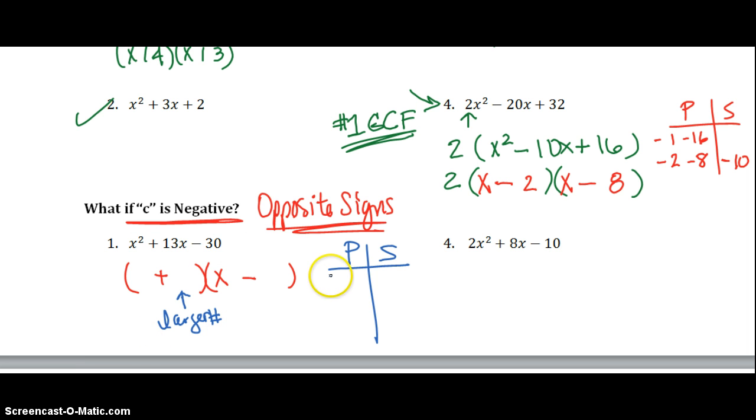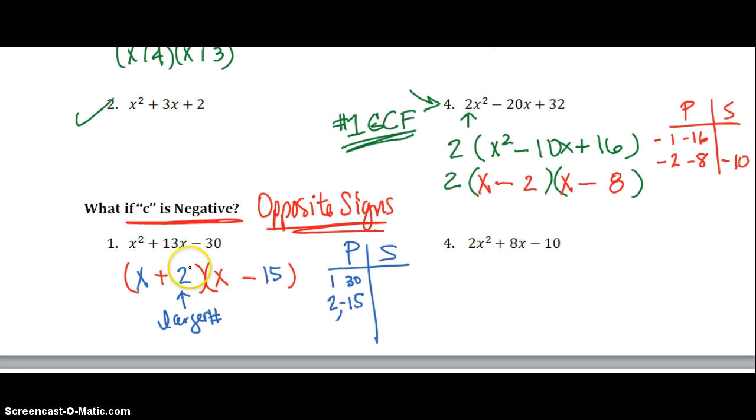So this tells me I want my larger number to be positive. So multiples of 30, there's 1 and 30. Those do not subtract to give me 13. There's 2 and 15. Hey, that works. Those subtract. Why am I saying subtract? Because I'm going to have a positive and a negative. So my larger number is 15. So if I make the 15 negative, 2 times negative 15 gives me a negative 30.